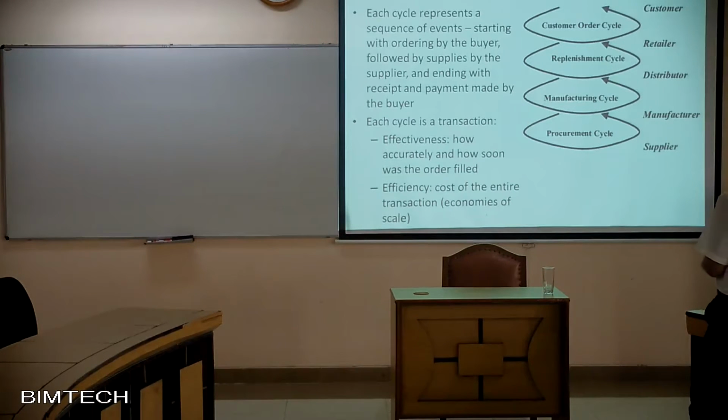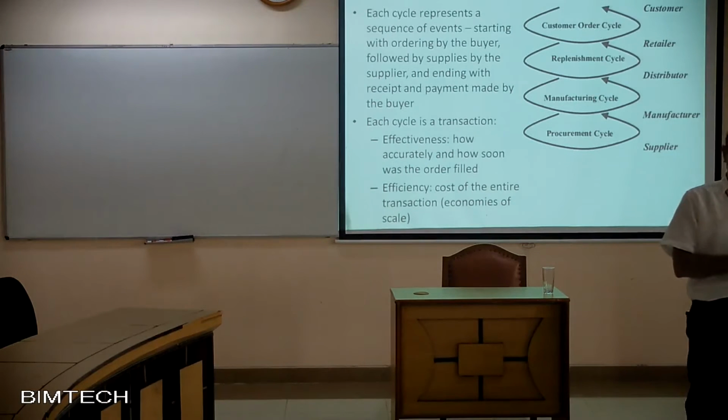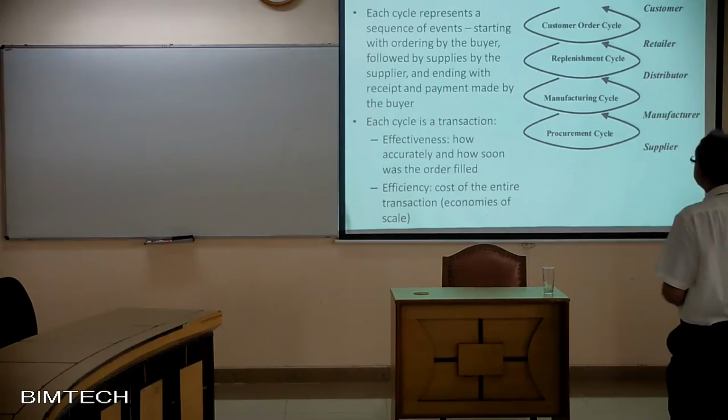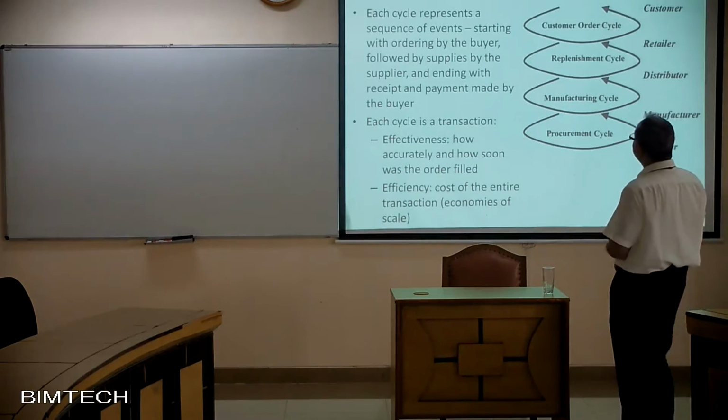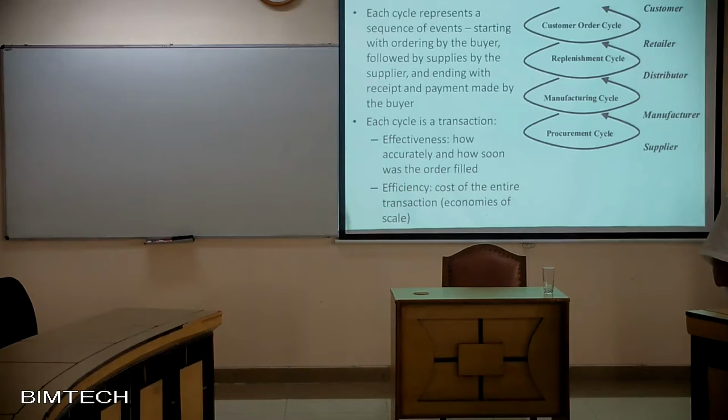So we are saying that in the cycle view, we have multiple cycles taking place. These are transactions that are happening between two successive parties or players in the supply chain. Good. Now, having understood this basic introduction to the cycle view, let us look at some important implications of the cycle perspective.